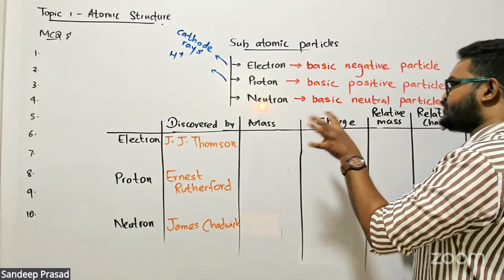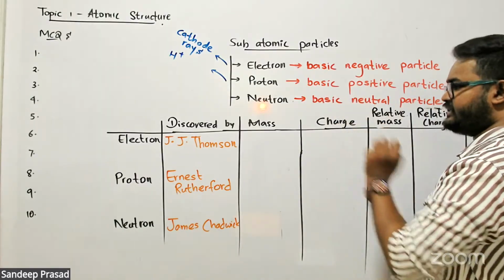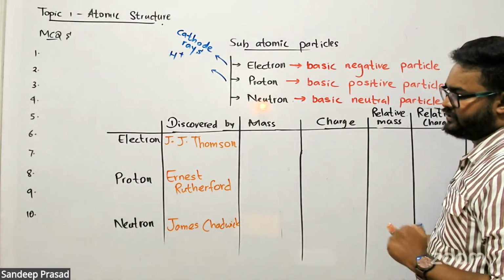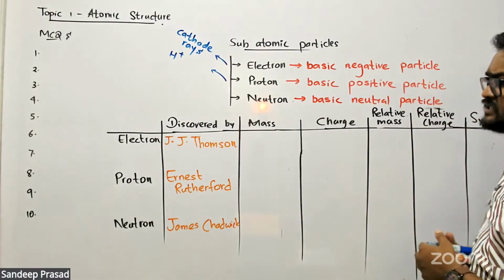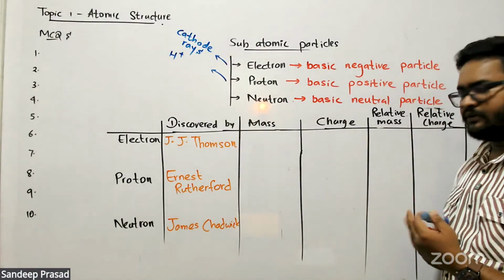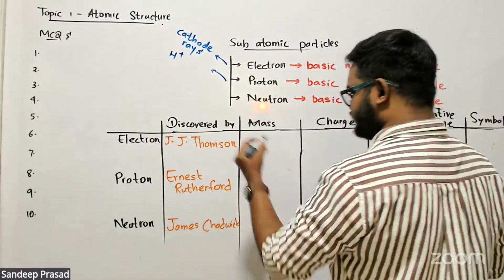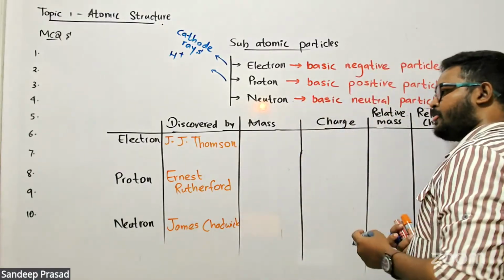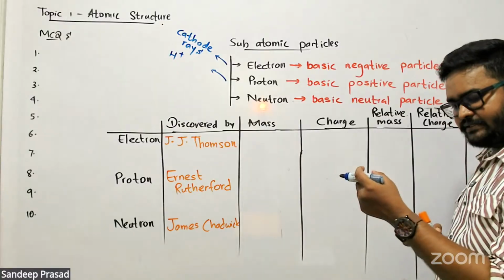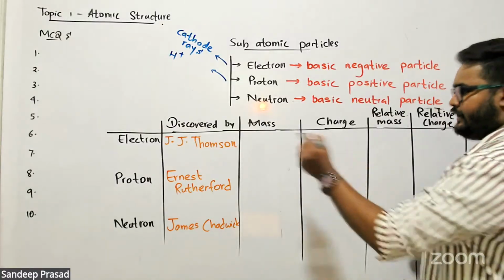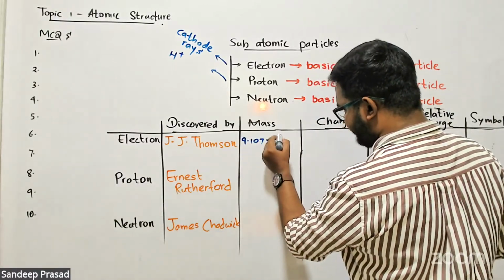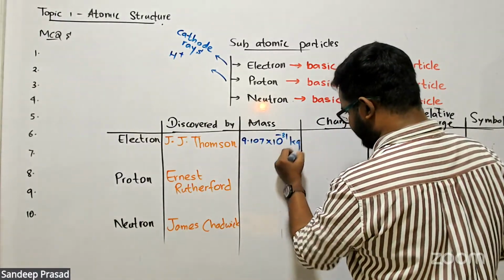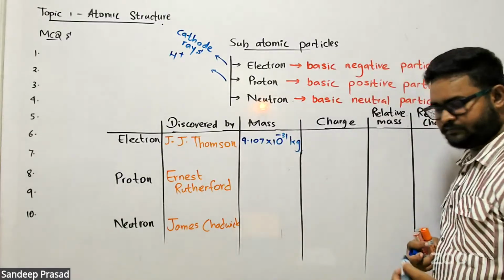So every student should know this kind of basic summary about these three subatomic particles. Next thing, what is the mass of electron? Remember, students, when you consider the subatomic particles, the least mass belongs to electron. Electron's mass is 9.107 × 10^-31 kilograms. This is the mass of electron.